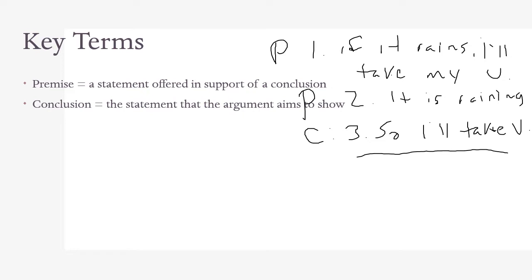You'll see premises, and you'll usually see at least one conclusion. Sometimes arguments can get a little bit more elaborate, and then you can have sub-conclusions, but for the purposes of this class, it's just important to understand what premises are and what conclusions are. Premises are in support of some claim that somebody's trying to make, and the conclusion is the claim itself that a person is trying to argue for.